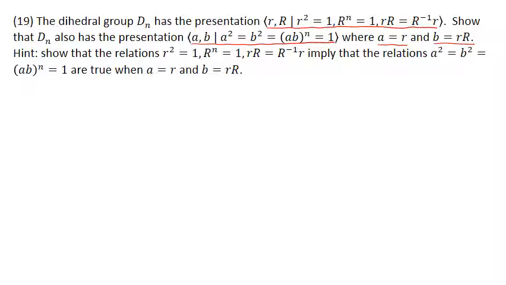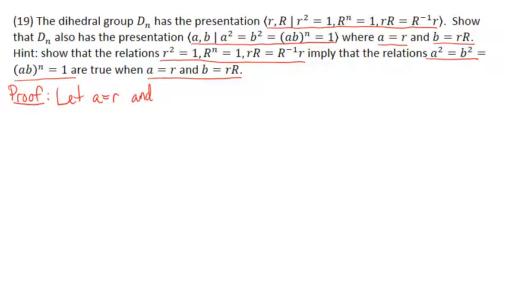So the hint here is just to show that the relations for the first presentation imply the relations for the second presentation when you make that particular substitution for A and B. So let's go ahead and try it. So, proof. I'm just going to go ahead and let A equal r and B equal little r big R. So let's just go through and one by one try to show first of all that a squared equals 1, and then that b squared equals 1, and then that ab to the n equals 1. So let's start with a squared.